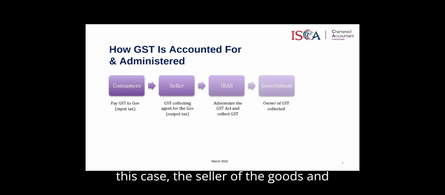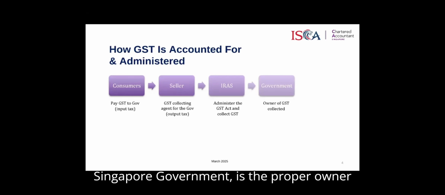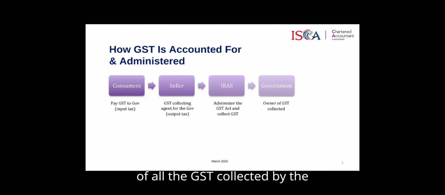In this case, the seller of the goods and services is acting as a GST collecting agent for the government. And the GST that they collect will be considered as their output tax to be reported in their GST return. The role of IRAS is to administer the tax legislation, including the GST Act. They also are the responsible party to review the GST return filed by the seller and to collect GST from the seller. Last but not least, the government, rather the Singapore government, is the proper owner of all the GST collected by IRAS.